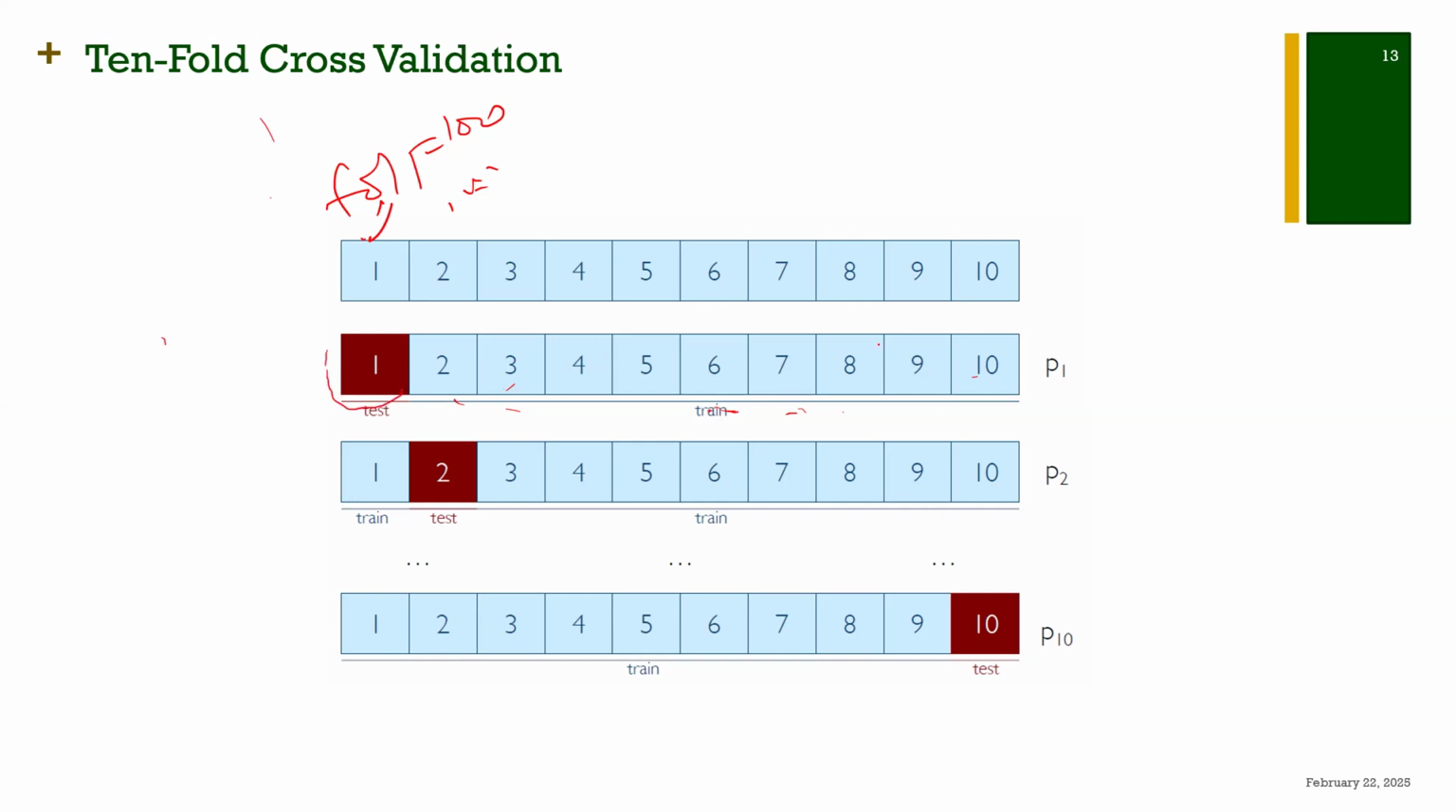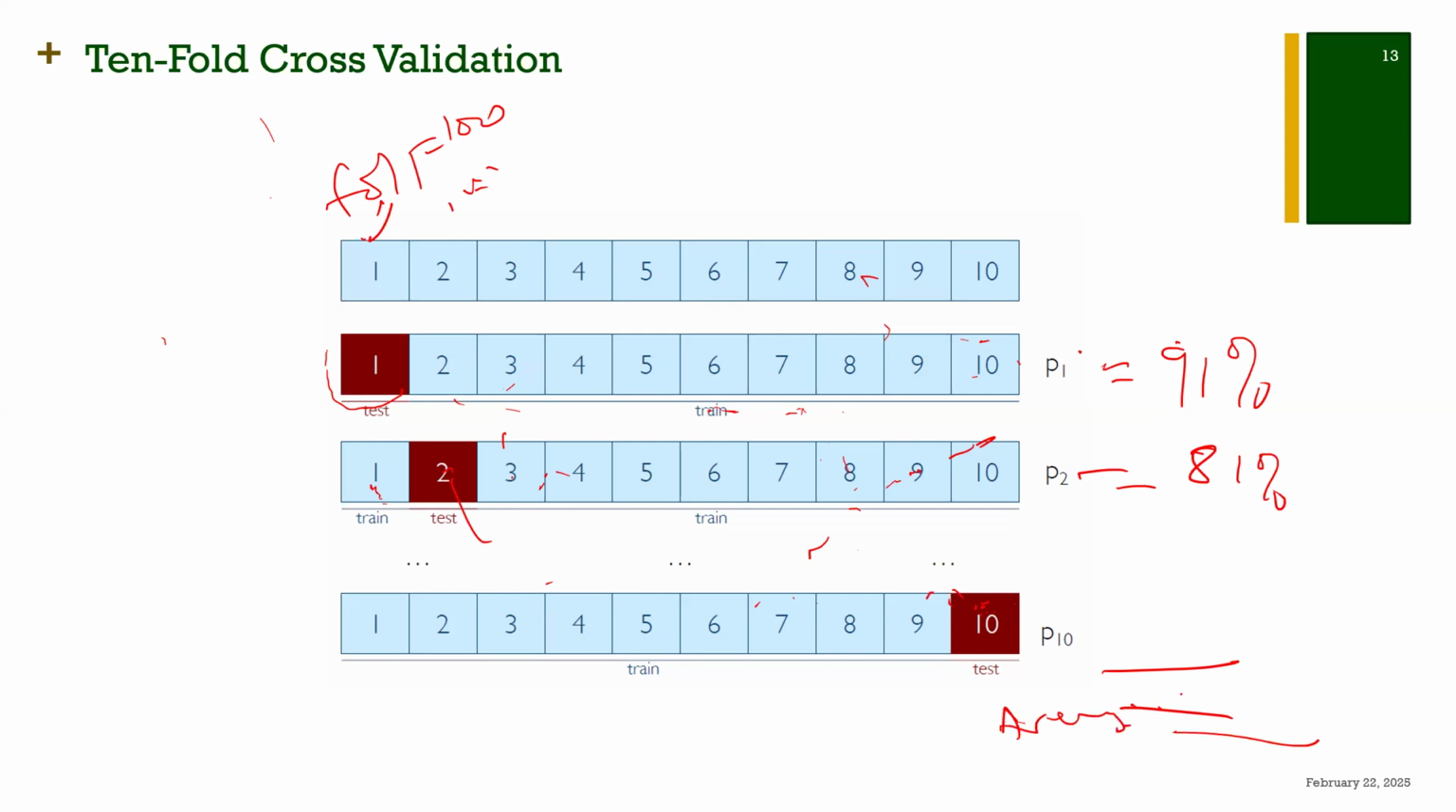Then you record the results. Maybe this one gets you 91%. Then you go to the next one. This one will become part of the training, the 9 portions. Then you use this one for testing. Then you record the result. Maybe the result here is 81%. You keep doing that until every portion is used for testing. Now it is the turn of portion 10 to be used for testing. Once you have done that, you are going to take the average. You find the average of the results to know the final result of your modeling.